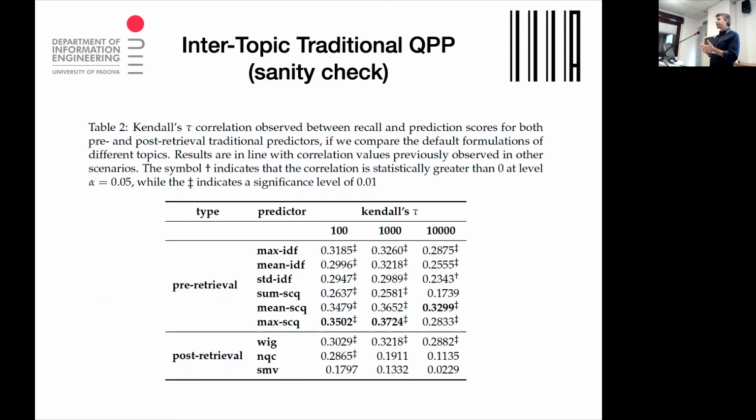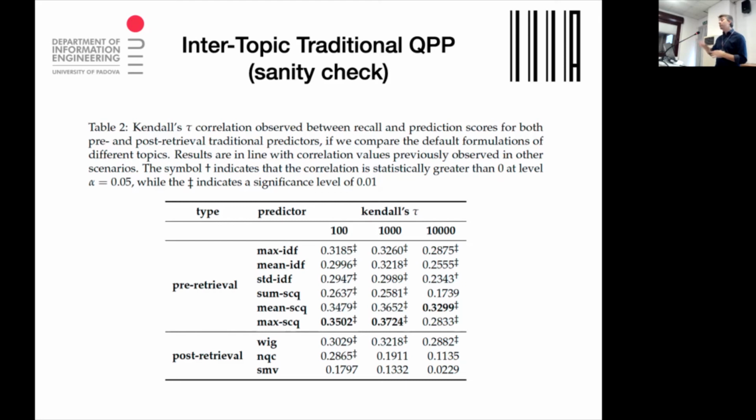So just to see whether traditional query performance predictors can predict which of the queries will perform better in the future. In this first example, we did not perform intra-topic query performance, which means that we took the 50 variants and we ordered them according to the recall. And then we compared them to the actual order of the same 50 queries using relevance assessment.